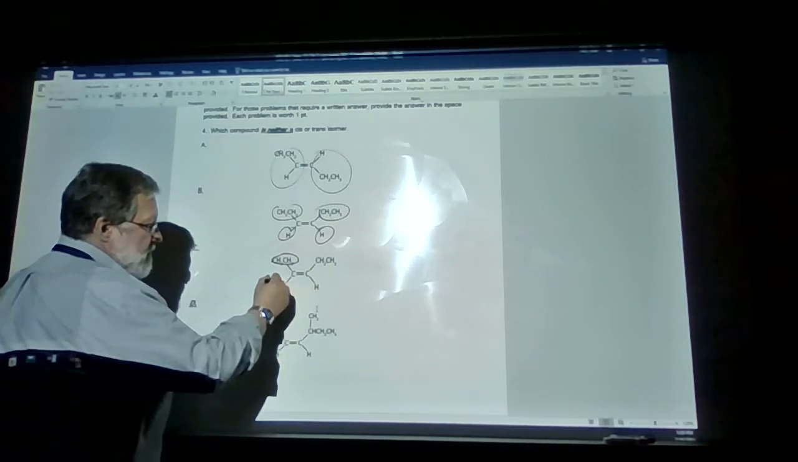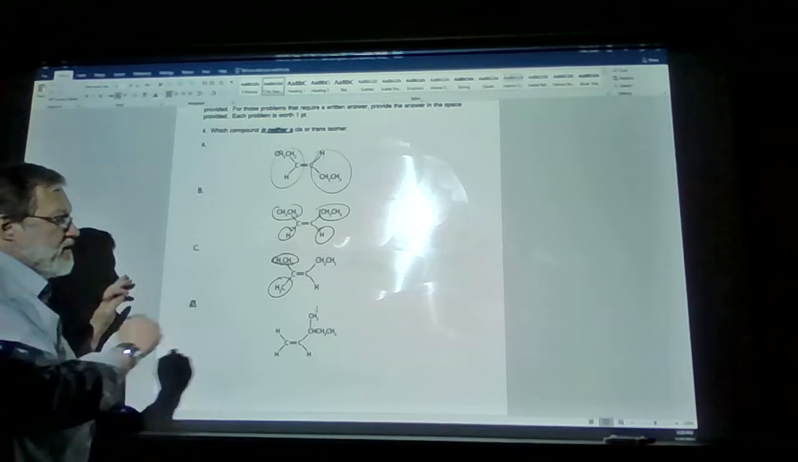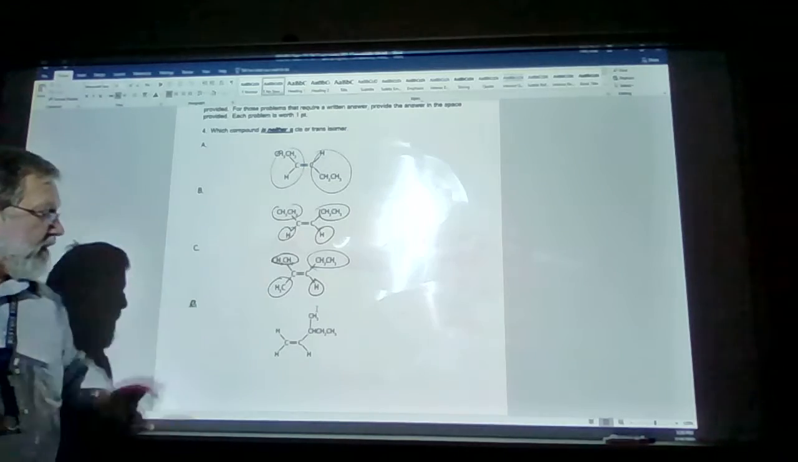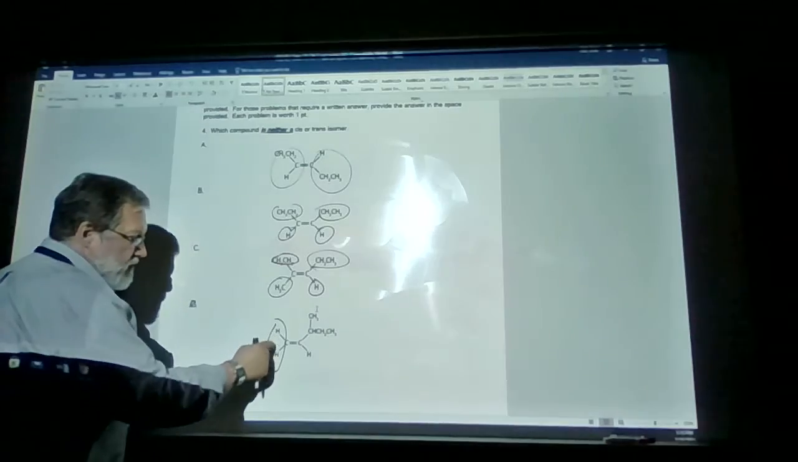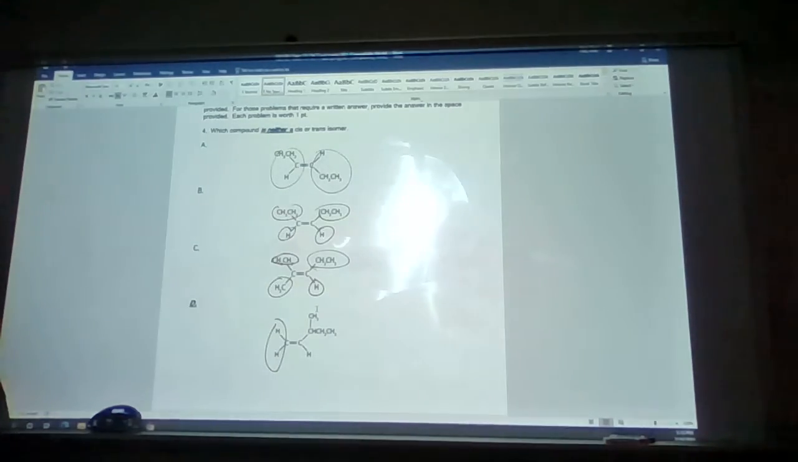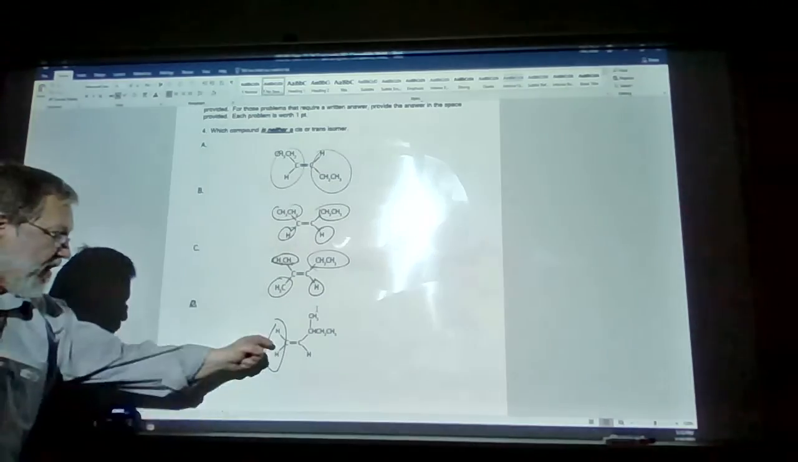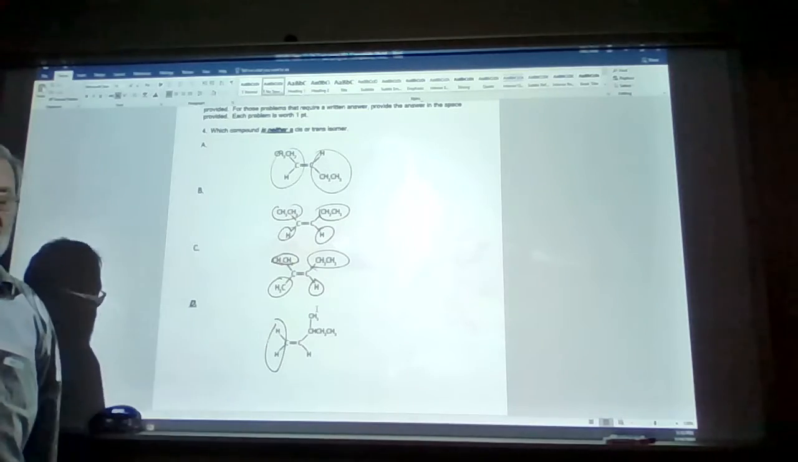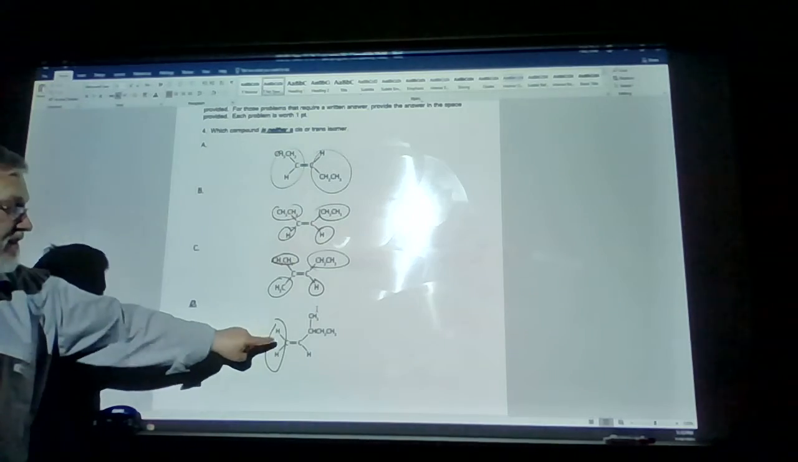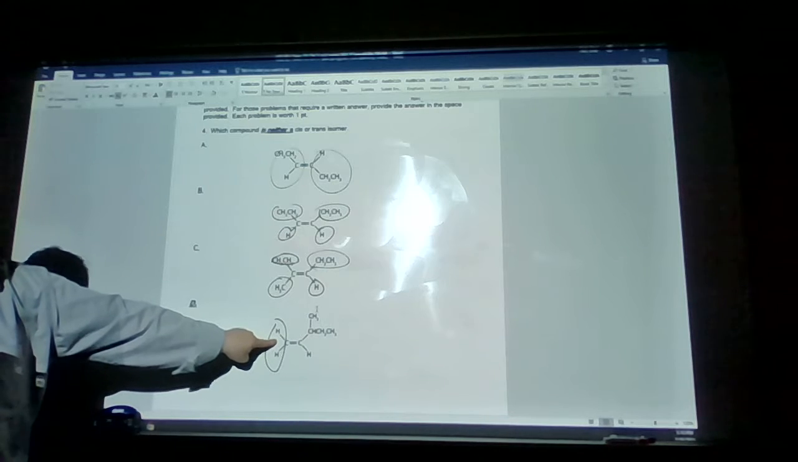What about this guy? Is this guy different than that? Yes. Is this guy different from this guy? Yes. This can have cis-trans isomerism. Are these two different from one another? No, they are not. They are identical to one another. Then this does not have the possibility of cis-trans isomers. So this is neither a cis isomer nor a trans isomer.